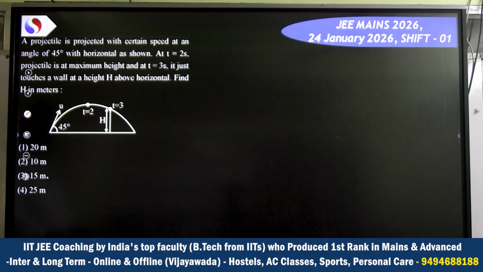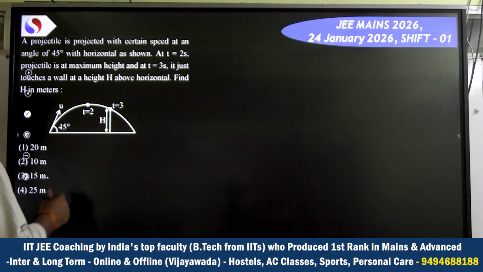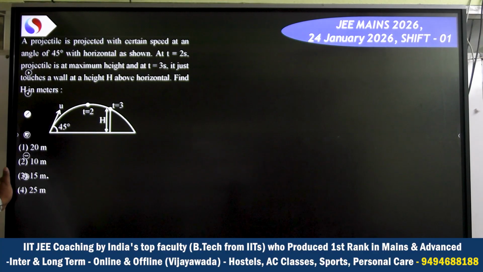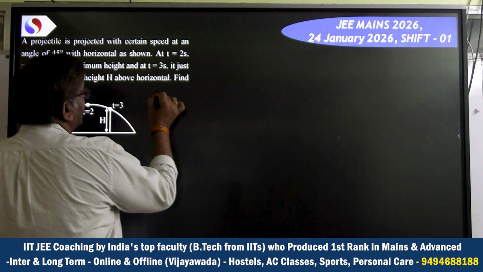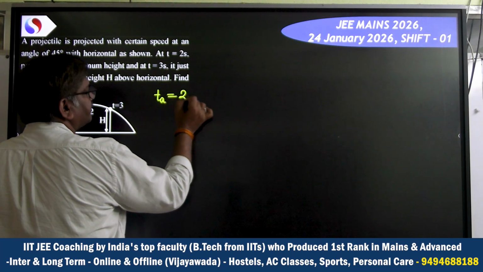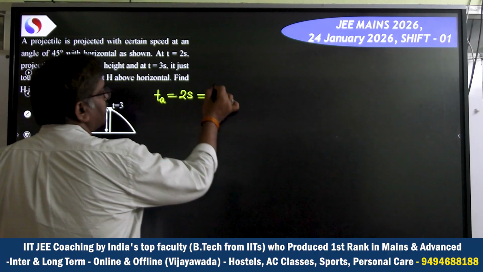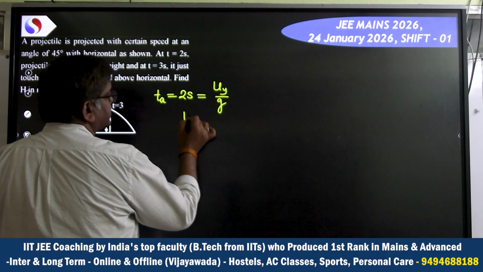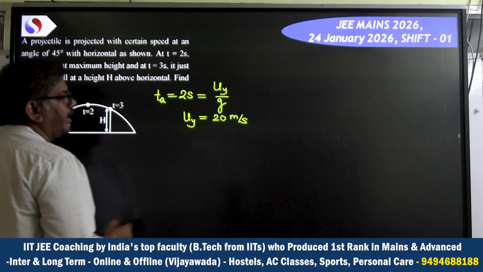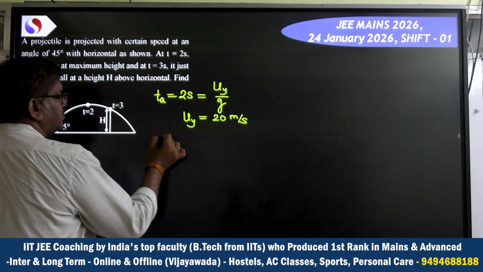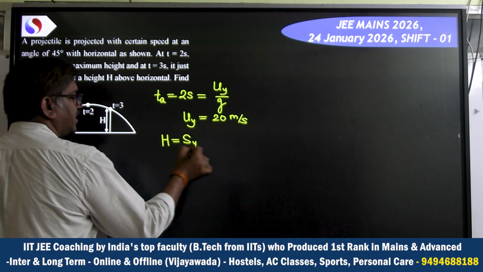A particle is projected with a certain velocity. So again, projectile. In most of the sessions, projectile questions will be there. A projectile is projected with a certain speed at an angle of 45 degrees with the horizontal. At t equals 2 seconds, it is at the highest point. That means t equals 2 seconds is the time of ascending, which means it is uy by g. So the vertical component of initial velocity will be equal to 20 meter per second. Then they are asking to find out this height. Height means vertical displacement.